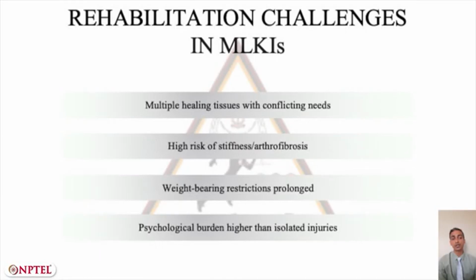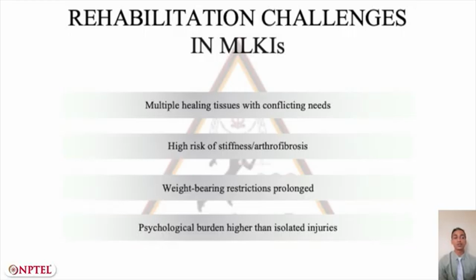Rehabilitation is particularly challenging because different injured structures often require conflicting protocols. For example, an MCL repair may need early range of motion of the knee, while a PCL reconstruction demands range of motion restrictions.